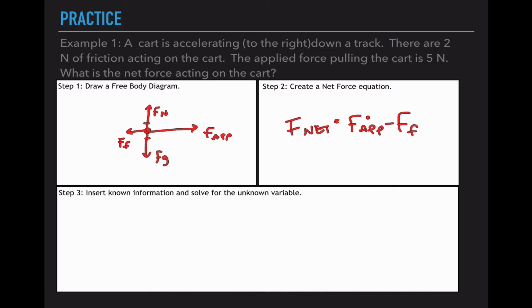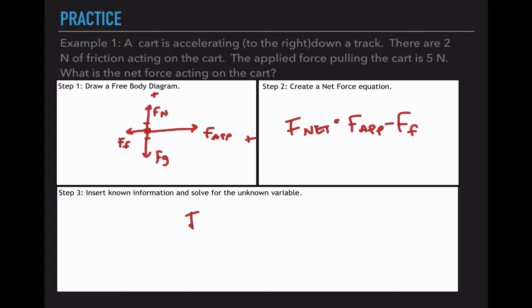And I put F applied first because on a number line, this side's always positive. So I tend to put those first because I want the positive values coming first. So if we do have to subtract, I know if something is speeding up or slowing down based on the sign. So this is our basic F net equation. But for step 3, we insert the known information and solve for the unknown variable. So this problem's pretty easy because it's only asking us to solve for net force.